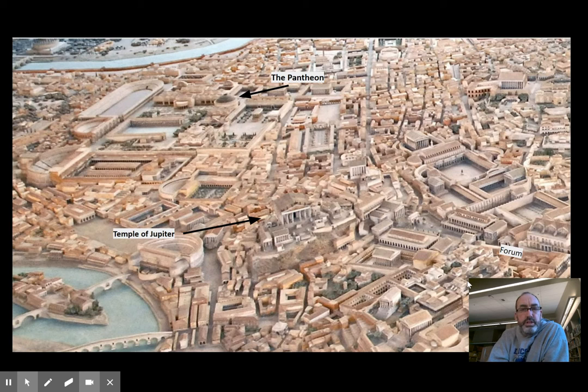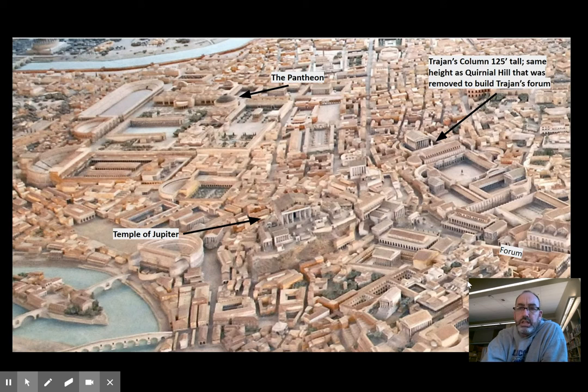Another thing I want you to notice is right there, Trajan's Column. It's 125 feet tall. It is the same height as the Quirinal Hill that was removed to build Trajan's Forum. Now, Trajan's Forum is this big empty spot here, and all of this is part of Trajan's Forum. This semicircle back here, half circle, is Trajan's Market, and they built that in there to hold the hill back. Okay, so they built this big seven-story market into the hillside, and it's still standing.